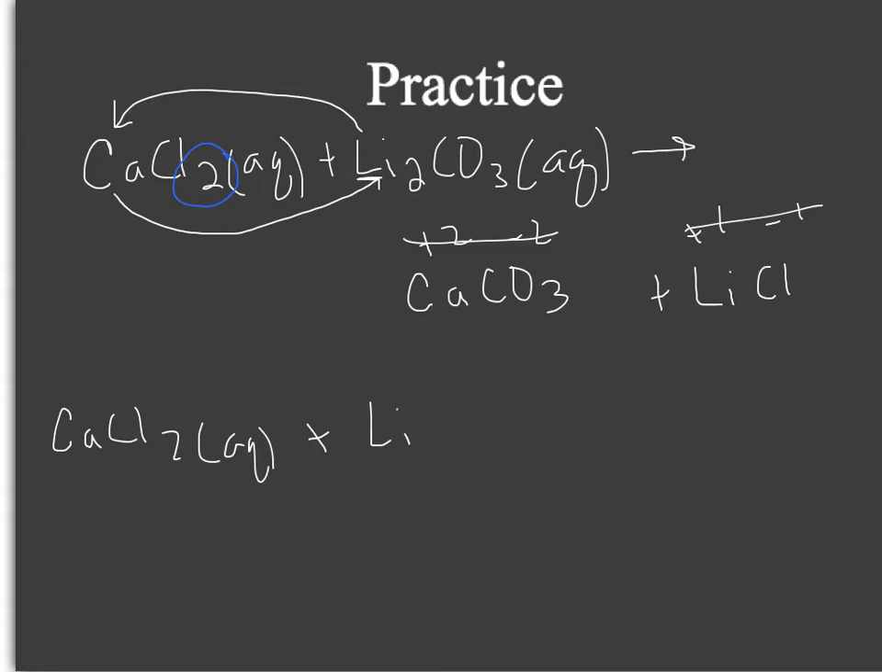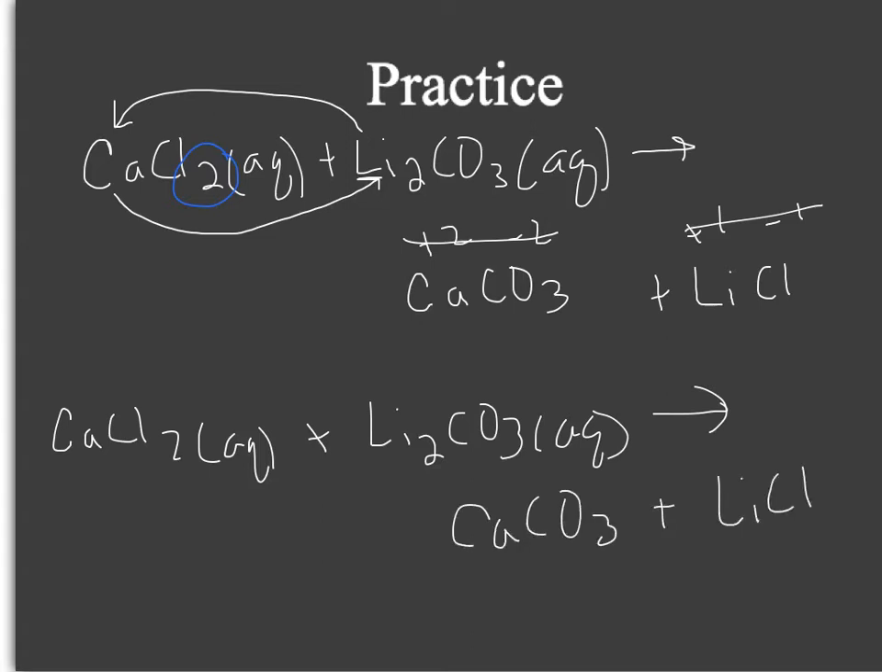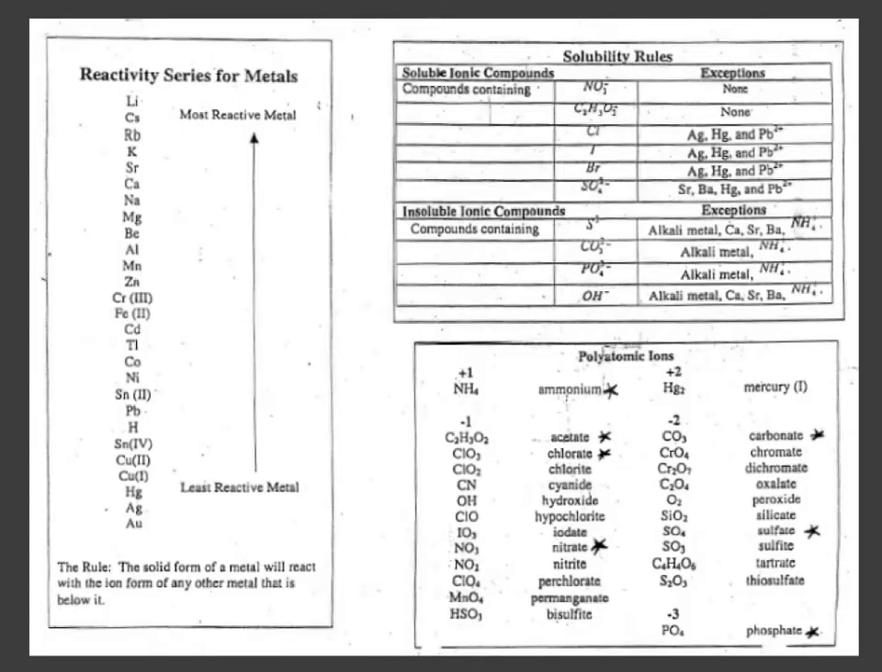plus lithium carbonate goes to calcium carbonate and lithium chloride. We need to be able to label calcium carbonate and lithium chloride as solid or aqueous. So to do this, we need our solubility chart of your periodic table.